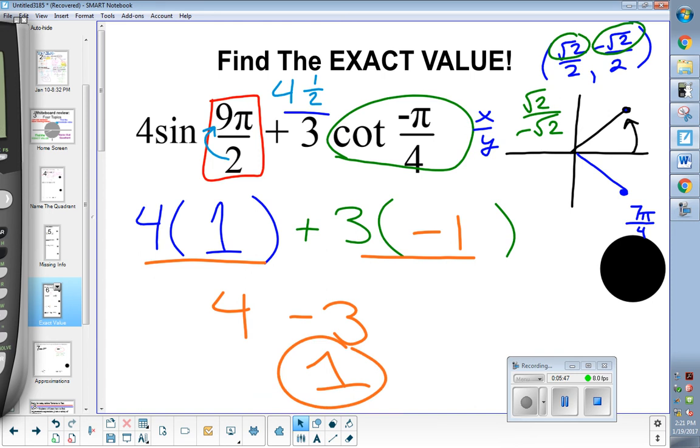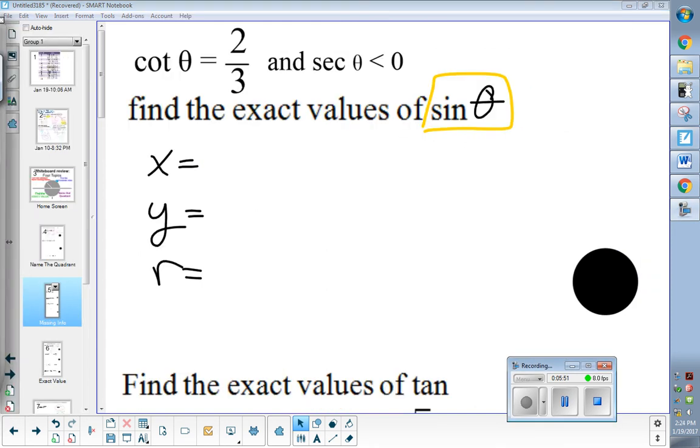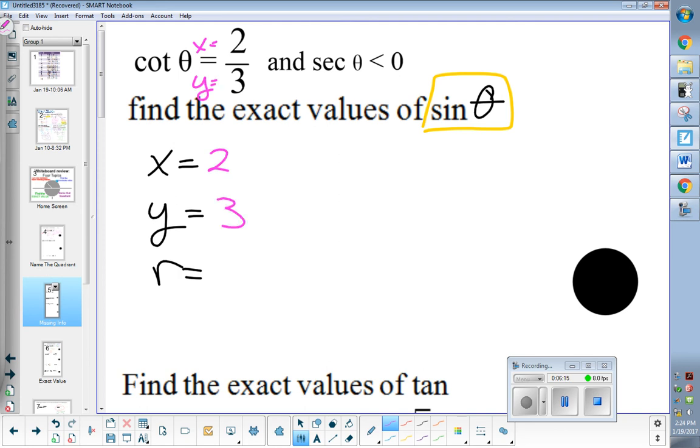Finding the exact value. All right, here we go. Cotangent's 2/3, secant's less than 0. We're finding the exact value of sine. So let's start off by doing x, y, and r, making sure we understand that part. Cotangent's 2/3, Diego, so what does that tell me here? X is 2, and so what's your 3? Y is 3. Okay, x is 2, y is 3.